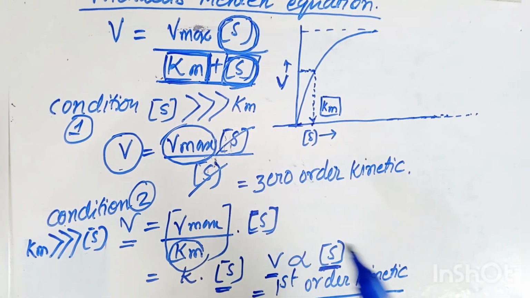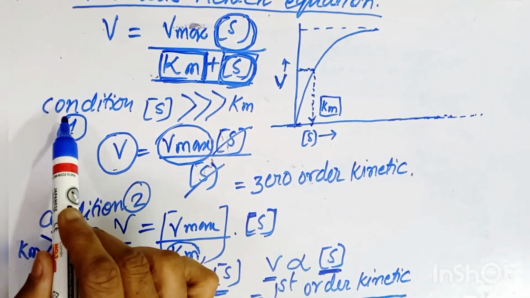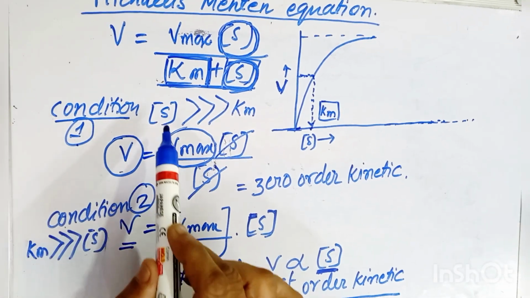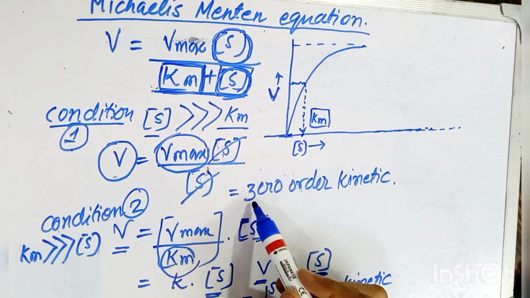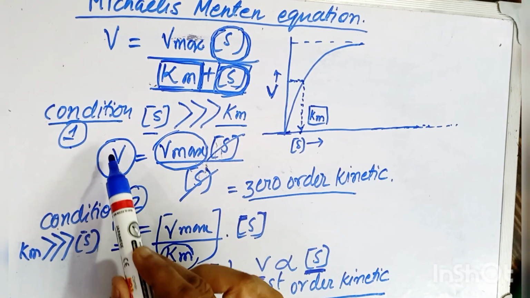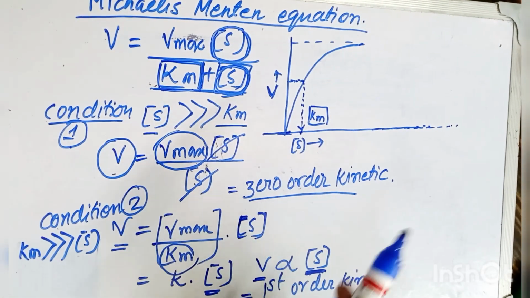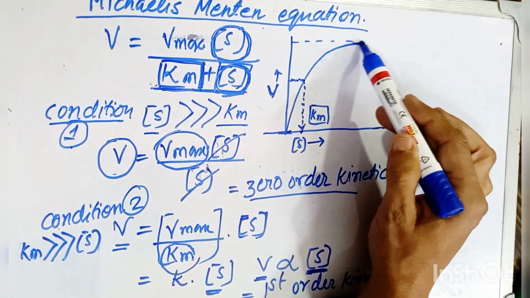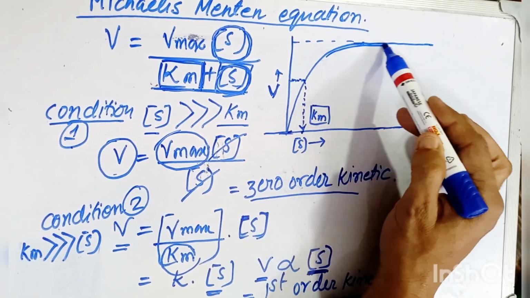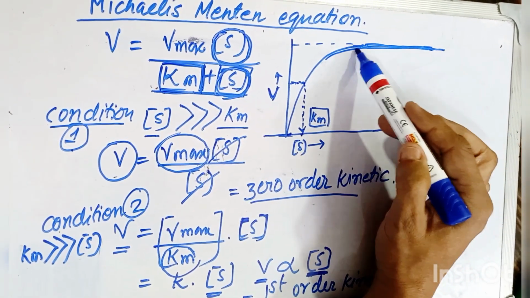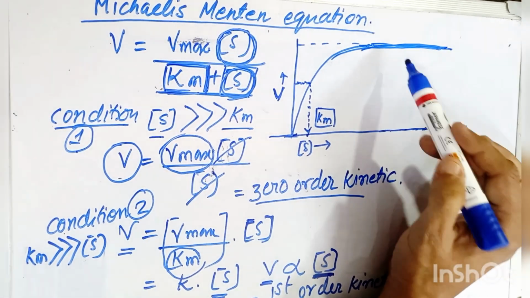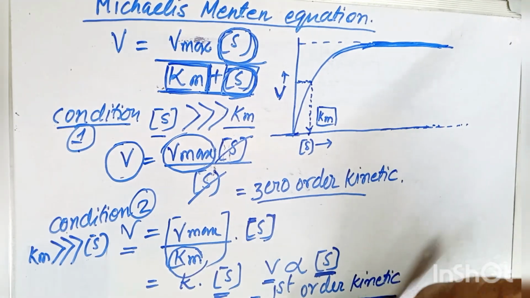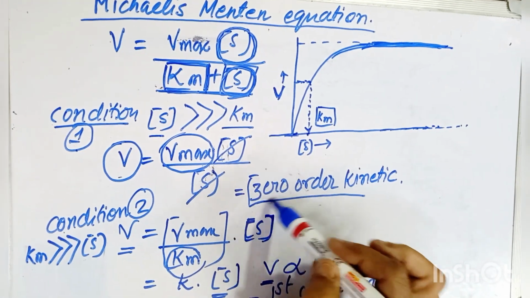So here we see that in condition 1, that is the substrate concentration is much higher than Km, the enzymatic reaction follows a zero order reaction, and the velocity does not depend on substrate concentration. At higher substrate concentration, it will reach the maximum velocity and it will not depend on substrate concentration further. The velocity will be at maximum velocity. So it follows a zero order kinetics.